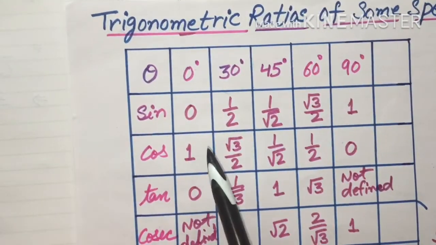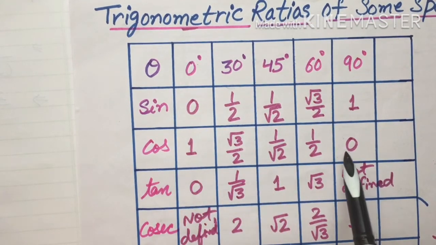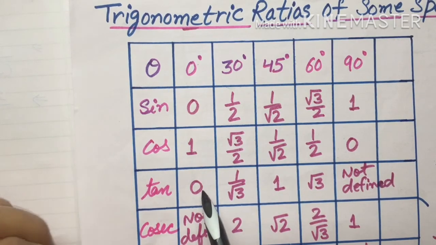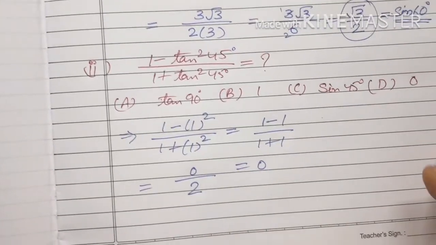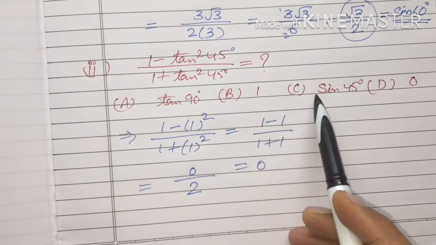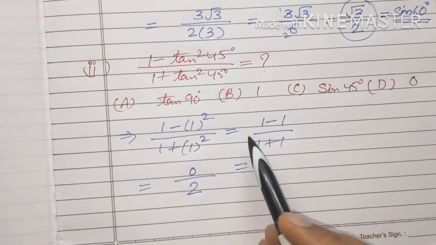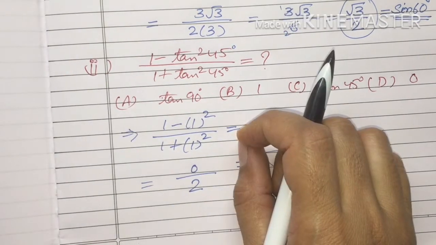So we will check the table for when we will get 0. Sine 0 is 0 degree, cos 90 degree is 0, and tan 0 degree is 0. So we will check which options are given there. A is tan 90 degree, B is 1, C is sine 45, and D is 0. So our answer is 0. We will choose D because our answer is 0.